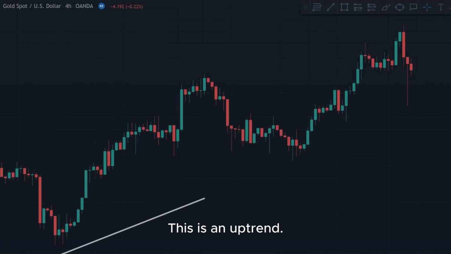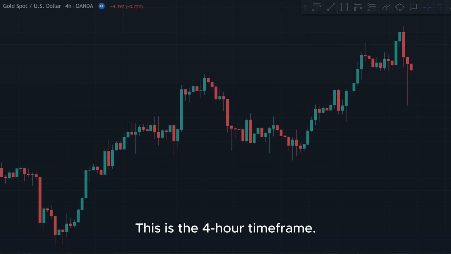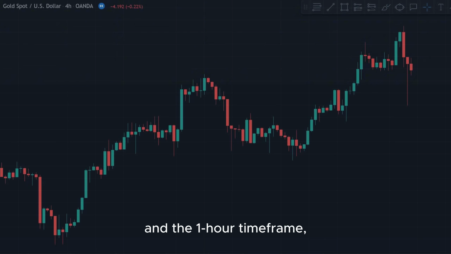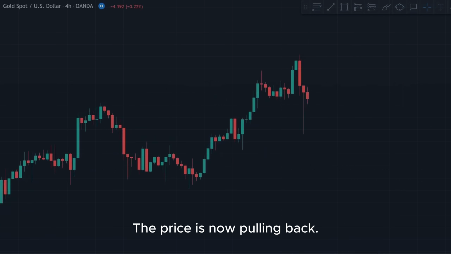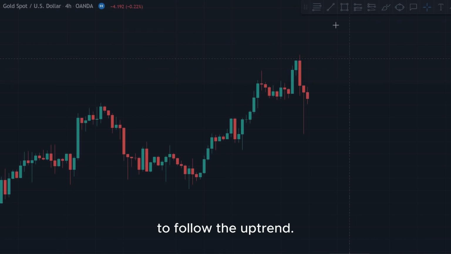This is an uptrend. The market moves like this. This is the 4-hour time frame. You may have analyzed the daily time frame and the 1-hour time frame and predicted that this 4-hour uptrend will continue. So, you decide to enter a buy order. Following this uptrend, the price is now pulling back. This pullback is very favorable. This is the opportunity to enter a buy order to follow the uptrend.